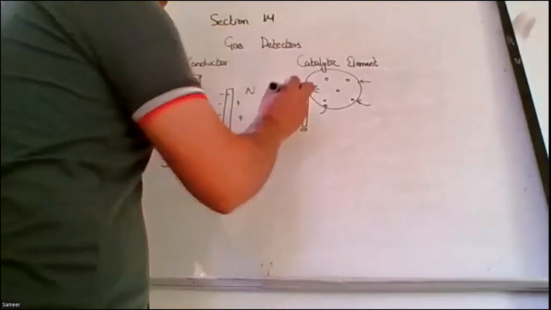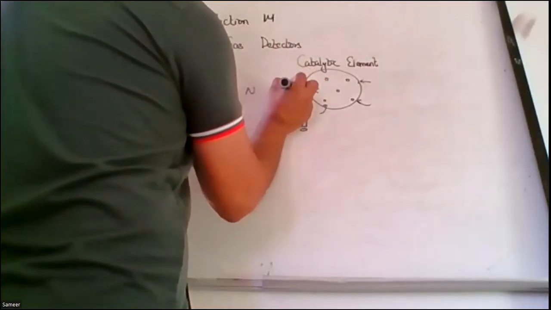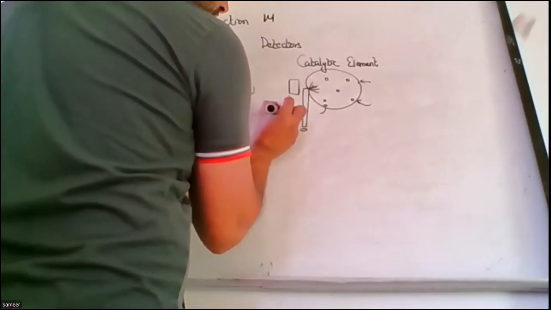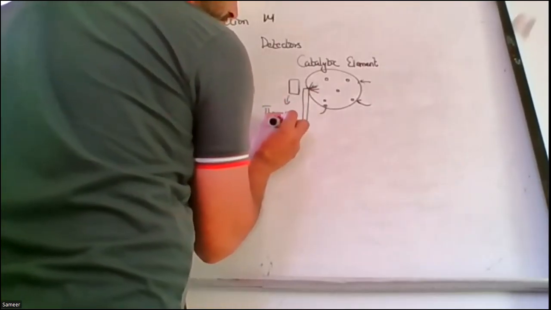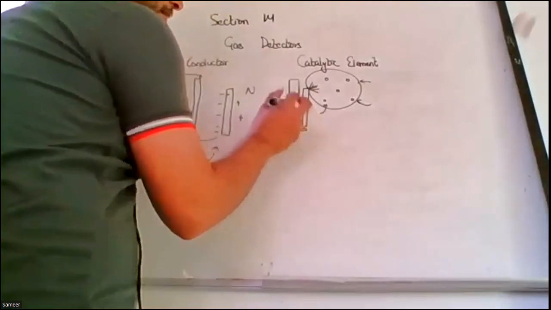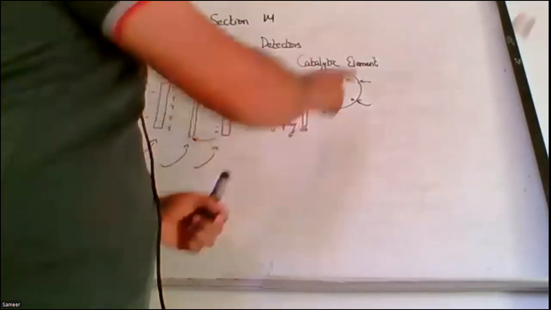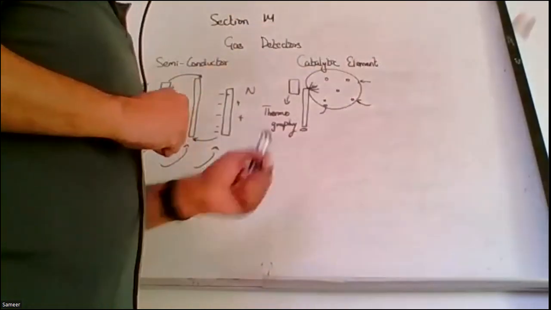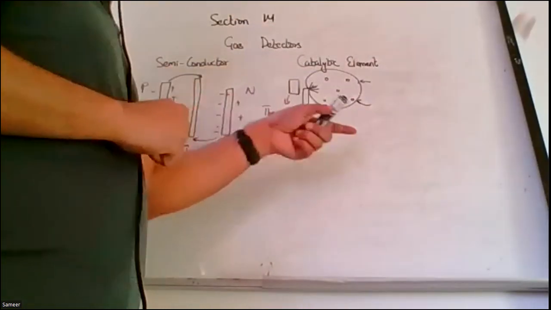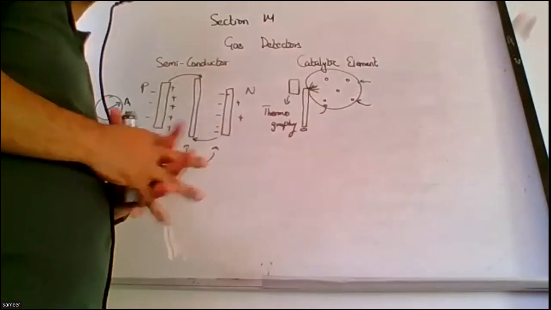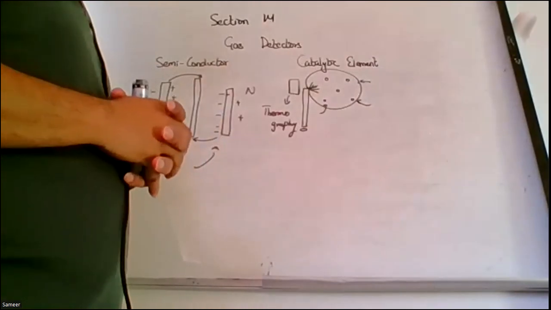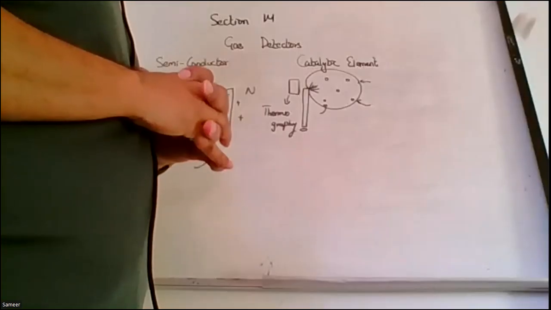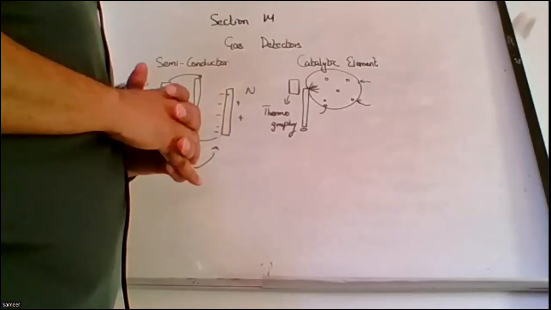This temperature rise can be monitored by a thermography screen that is available on the outside of the detector. The thermography screen will give me the temperature rise inside the chamber, so it will provide me the information that a flammable gas was available in the atmosphere. That is the catalytic element principle used to detect flammable gases in the atmosphere.